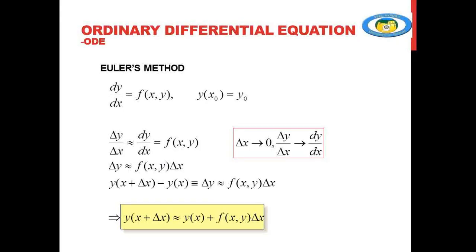So dy per dx was represented in derivative form, as delta x approaches 0, approaching dy per dx. So dy per dx is represented as the functional derivative of y in x. So y at x plus delta x is approximately equal to y at x plus the derivative of y at x times delta x. So remember, f of x comma y is the derivative.